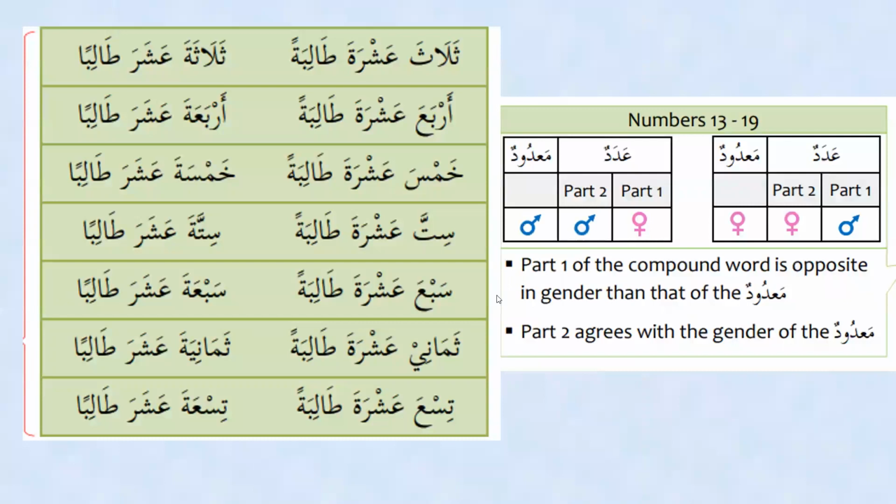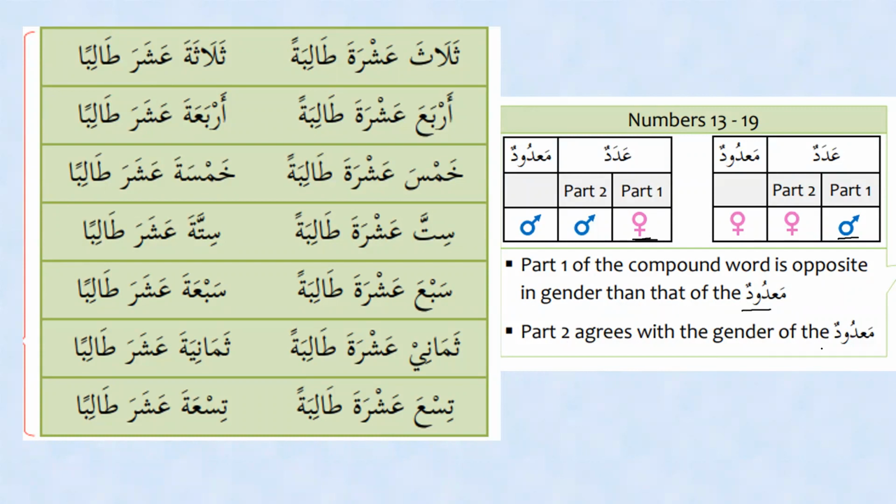So now we move on to the fourth group, which is the numbers from 13 to 19. There is a small difference from 11 to 12 that we need to notice. When we talk about the numbers from 13 to 19 in masculine, what happens? Part 1 is opposite to part 2, or it is opposite to madud, as we can see over here. And when we talk about the feminine, the same goes over here. The first part of the compound noun, murakkab, will be opposite to madud. Part 1 of the compound word is opposite in gender to that of the madud.